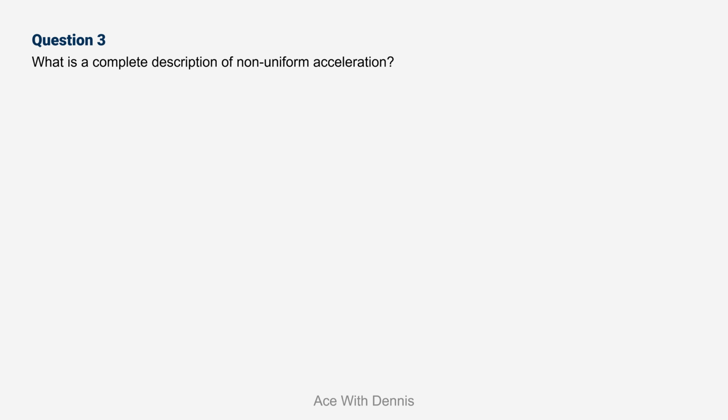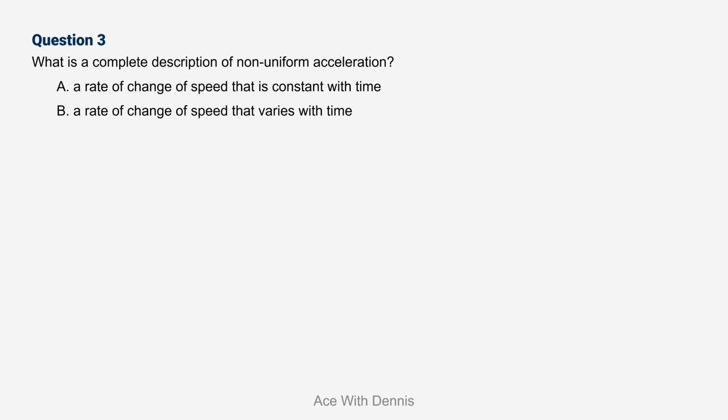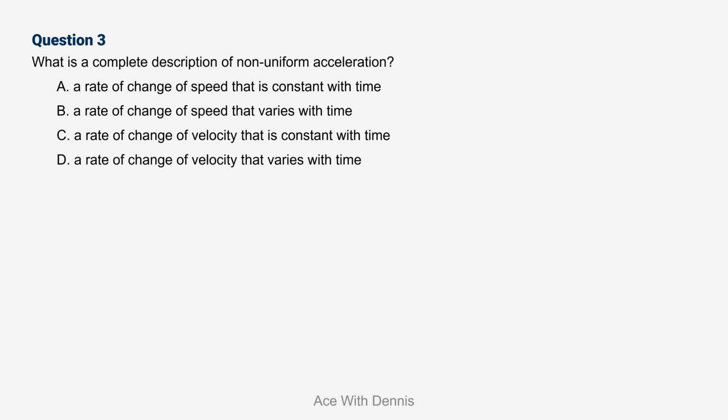Question 3. What is a complete description of non-uniform acceleration? A. A rate of change of speed that is constant with time. B. A rate of change of speed that varies with time. C. A rate of change of velocity that is constant with time. And D. A rate of change of velocity that varies with time.